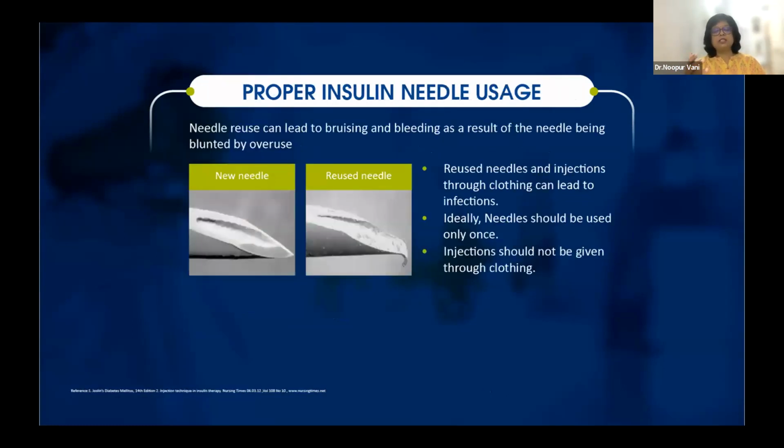A syringe can be used, say, up to 4 times, or the needle of the pen can be used up to, say, 5 times, depending on the insulin injection site, the thickness of the skin, and whether the needle is damaged once the patient tries to cap it. So many factors are there. This is the picture which shows reused needles and how they get damaged, and this is the one which is going to cause pain to the patient and can cause infection.